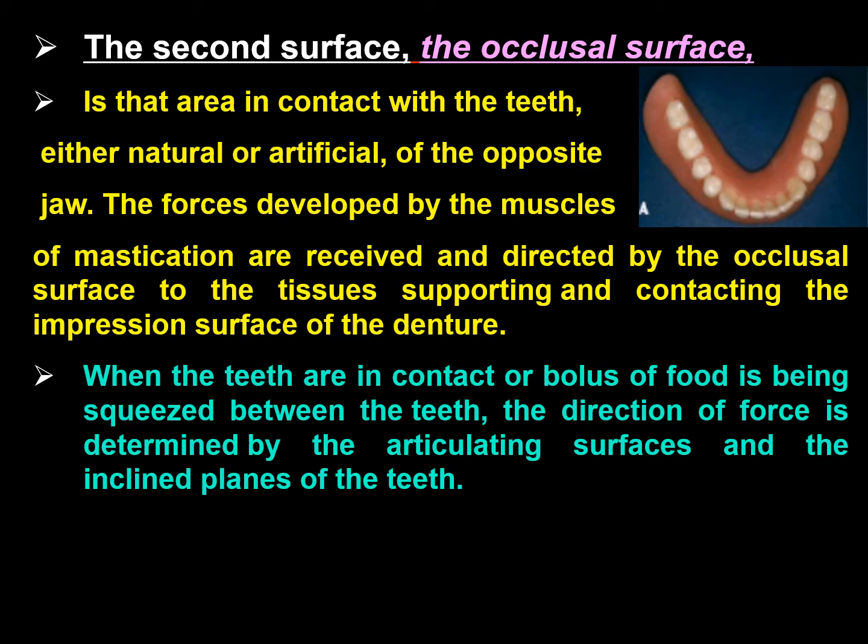The second surface is the occlusal surface. It is that area in contact with the teeth, either natural or artificial, of the opposite jaw. The forces developed by the muscles of mastication are received and directed by the occlusal surface to the tissues supporting and contacting the impression surface of the denture. When the teeth are in contact or a bolus of food is being squeezed between the teeth, the direction of force is determined by the articulating surface and the inclined planes of the teeth.